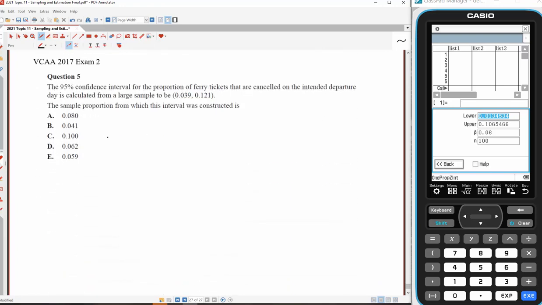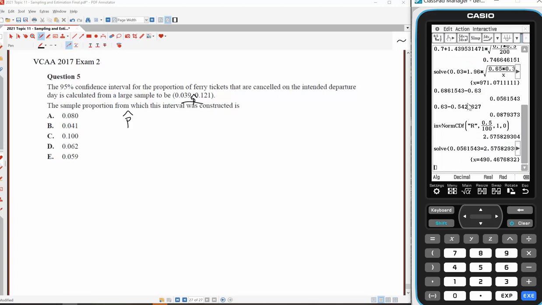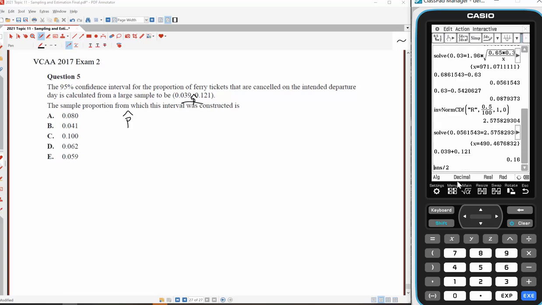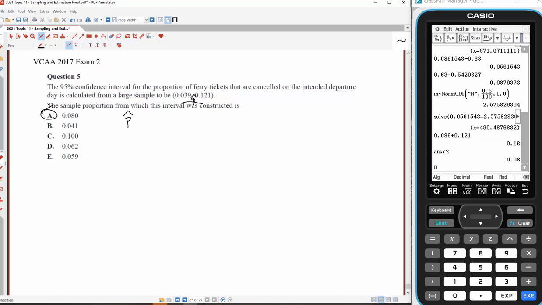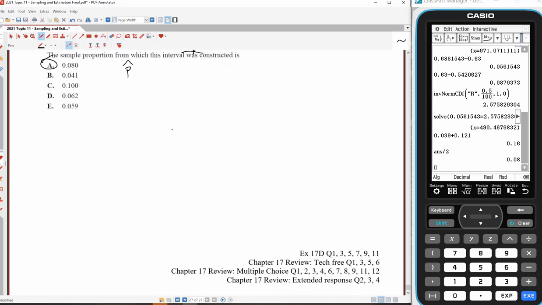Okay, the 95% confidence interval for the proportion of ferry tickets that are cancelled on the intended departure day is calculated from a large sample to be this. The sample proportion, so we want to find out what p hat is. P hat will sit in the middle of these 2 values here. So all we need to do is just average them. 0.121 divided by 2. We got it. So there it is. Stats is finished.